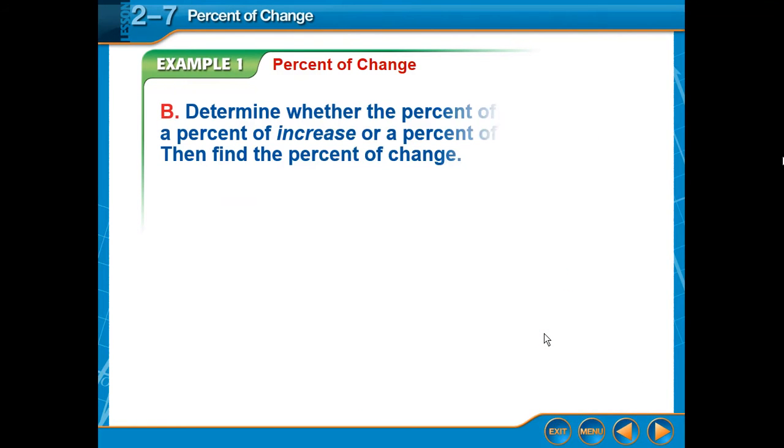Okay. For B, it says determine whether the percent of change is a percent increase or a percent decrease, and then find the percent of change. So if our original is 20 and our new is 4, that decreased. So this is a percent decrease.